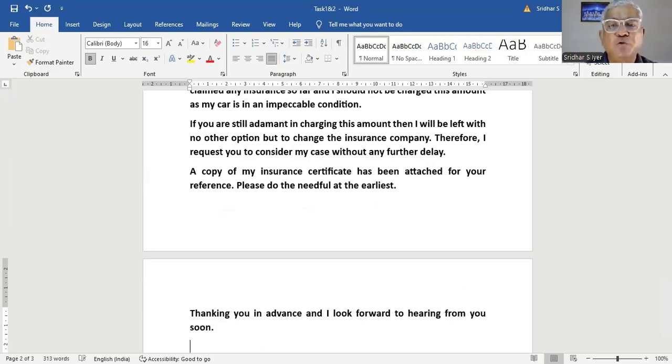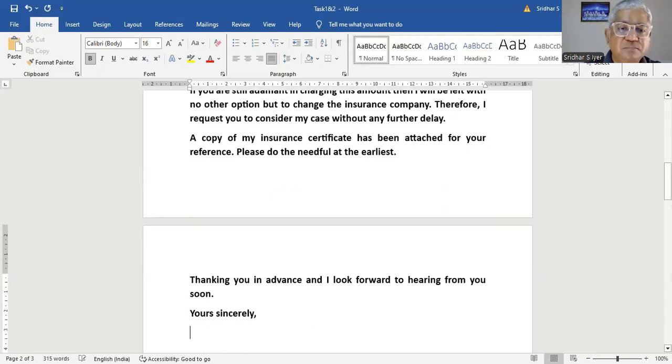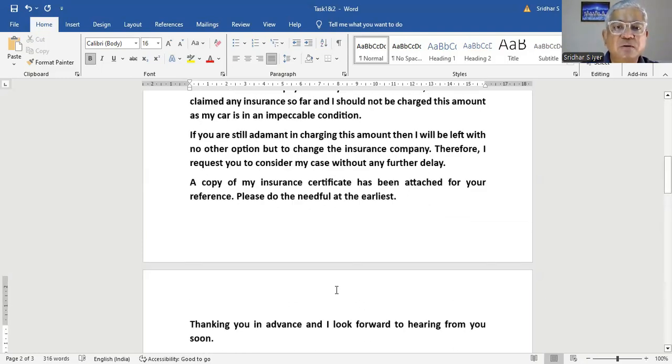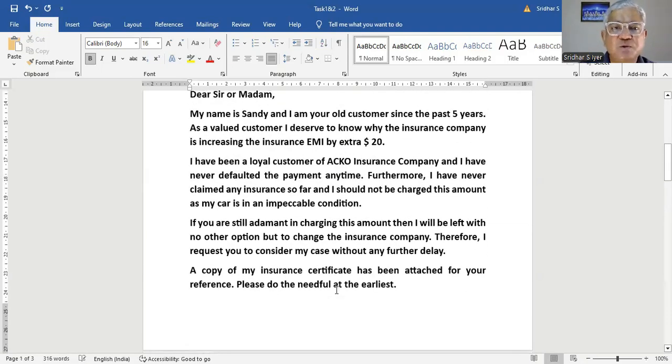So in all your formal letters, you can write, I look forward to hearing from you soon. They will not penalize you. But if you write it for the informal letter, they might. So, yours sincerely. I've already given my name as Sandy, so I should not change it here. Sandy is my nickname, so I'm giving my name as Sandy. So we have ample time. Let's do the proofreading again.